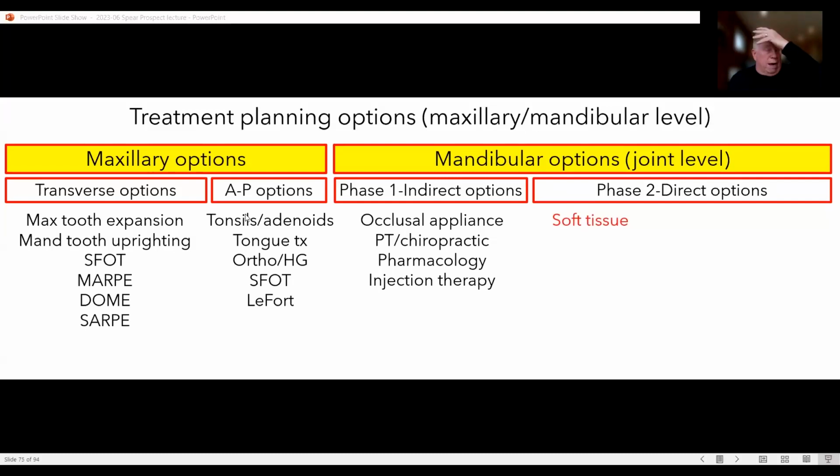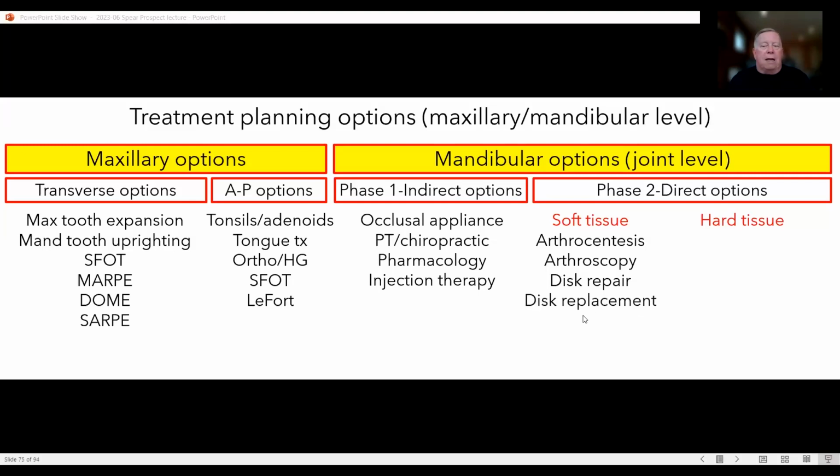If we're going to go directly at the joint, we can do soft tissue or hard tissue options. Soft tissue may be an arthrocentesis to flush the joint. Arthroscopy is putting a camera in to take a look. A disc repair would be to put the disc back on top, and a disc replacement would be to take it out and replace it with abdominal fat. Hard tissue options are reinforcing the bone with a rib or replacing the joint with total joint replacements. Now, that's looking at the bone level.